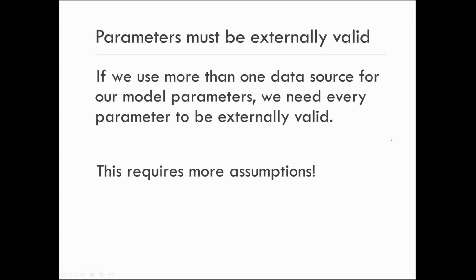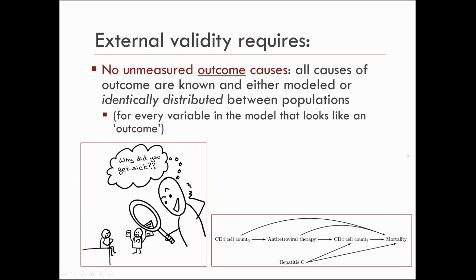Another complication of simulation models is that the parameters are typically coming from more than one data source. And in order for that to be a valid thing to do, we need the parameters to be externally valid. And this requires an additional assumption that we don't need for our observational studies or randomized trials until we want to generalize the results to some other setting. So external validity requires that we have no unmeasured outcome causes, or that all of the outcome causes that might be effect modifiers are identically distributed between populations. So this is the question of why is the outcome happening, and does that matter between populations?